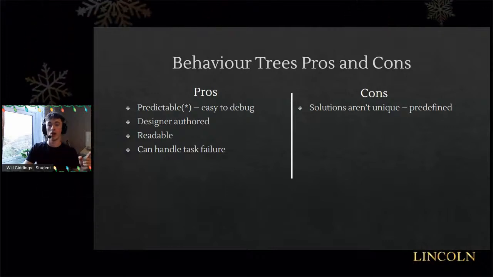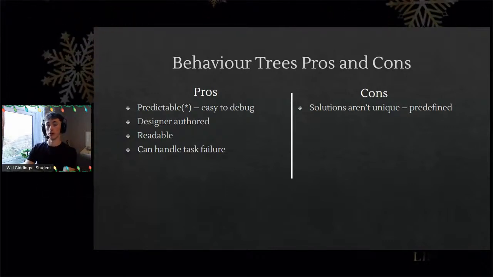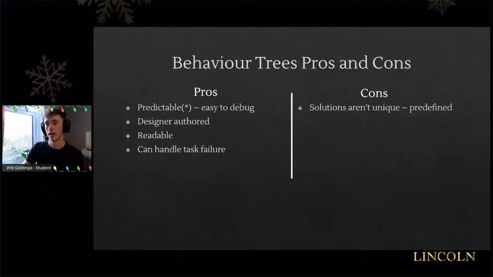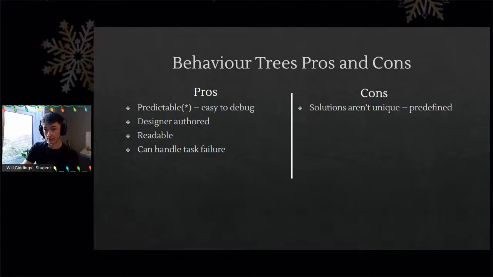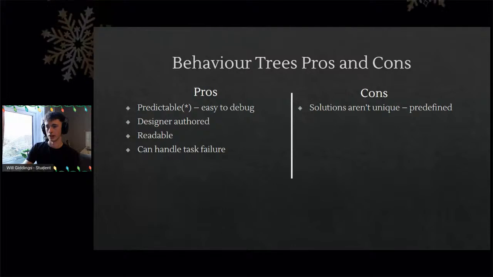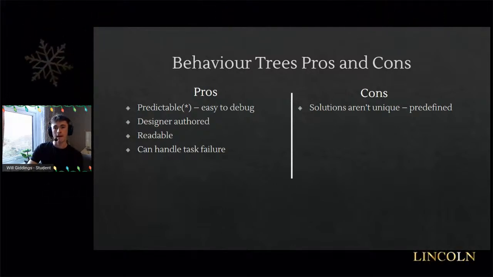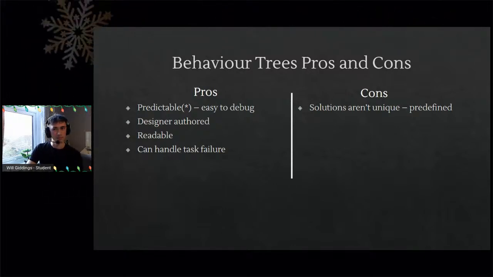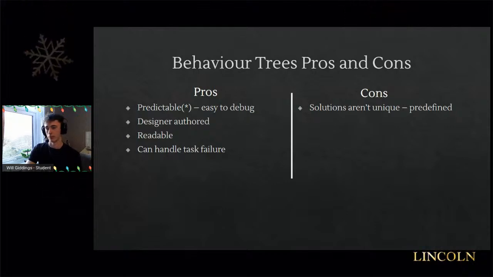Every single AI on the map presented with this problem is going to solve it exactly the same way, which can be a really good thing for consistency. But if you're trying to make emergent gameplay and something engaging and replayable, that's not going to work so well. So that's potentially a problem with behavior trees.